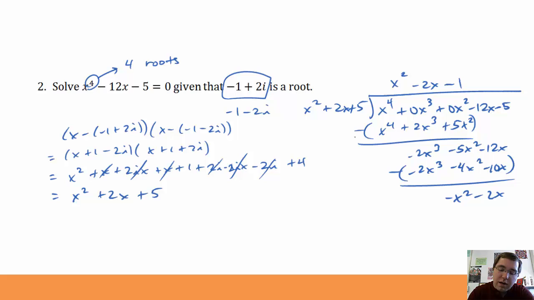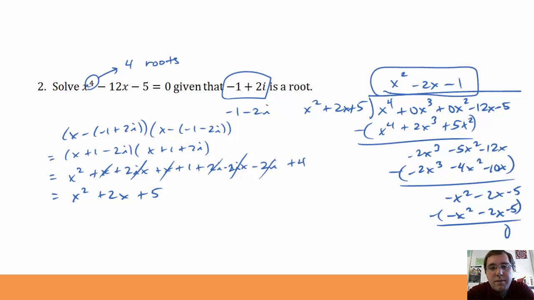I get negative 1. I multiply by negative 1. I get negative x squared minus 2x minus 5. I bring down that minus 5. I subtract. And hey, everything cancels and I get a remainder of 0. Hey, I told you I would. So I did. And I know then that x squared minus 2x minus 1 is another quadratic factor of my original polynomial.